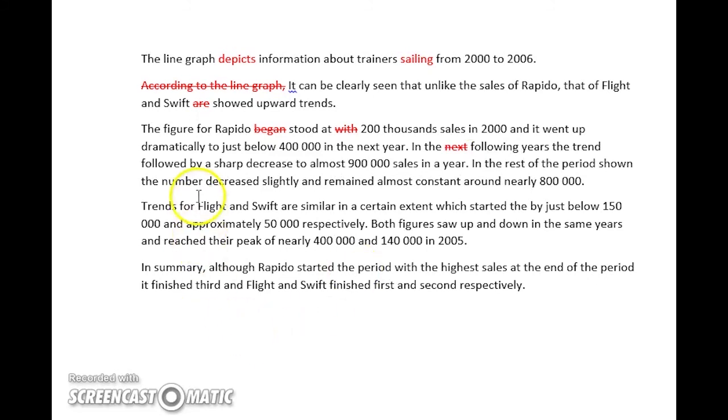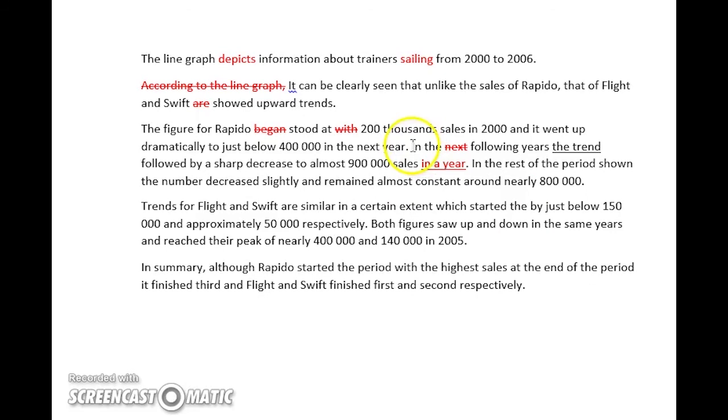The trend followed by a sharp decrease to almost 900 years in a year. What do you mean by the trend? The trend followed by a sharp decrease. Maybe it would be much more appropriate to say there was a sharp decrease with a figure falling to almost 900 sales in a year. Again, you have started with "in the following years" and then you are ending the sentence with "in a year", which makes it so hard to understand what you mean.